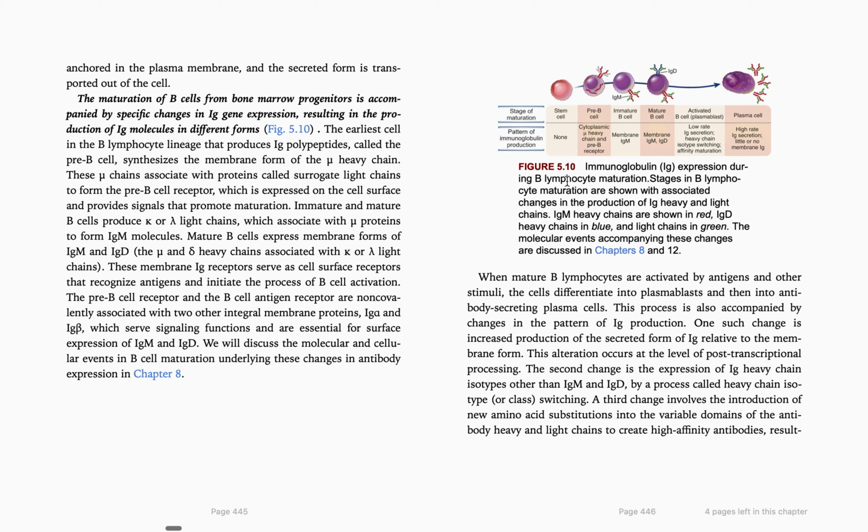This is the diagram figure. Stage of maturation: we have the stem cells, with pattern of immunoglobulin production none. Then it comes to the pre-B cell, whereby there are cytoplasmic mu heavy chains and pre-B receptors. Then the immature B cell, whose membrane has IgM now. Then in the mature B cell, the membrane has IgM and IgD. Activated B cell, the plasmablast, has a low rate of Ig secretion; heavy chain isotype switching and affinity maturation happen here. Then we get the plasma cell. This is one with a high rate of Ig secretion, and little or no membrane Ig.